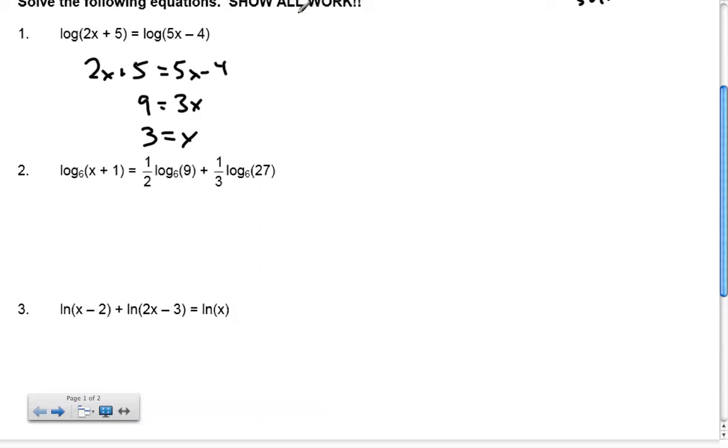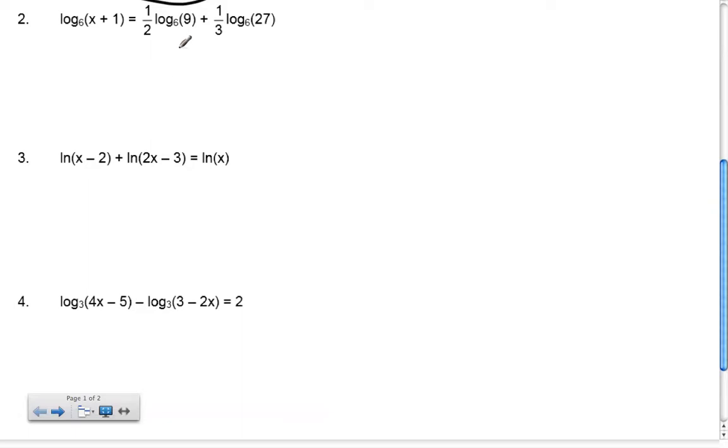Now let's see if this ends up getting me in any trouble. Log, a common base of 10, plug the 3 back in. 2 times 3 is 6, 6 plus 5 is 11. Log of 11 is equal to log of, once again, plug the 3 in. 5 times 3 is 15. 15 minus 4 is 11. Hey, I don't see any issues here. We're all good. Our answer is fine.